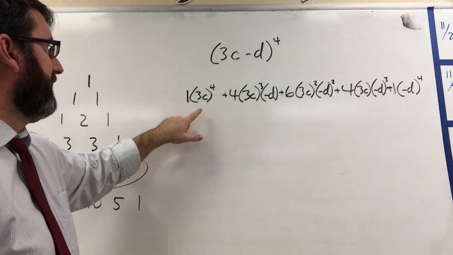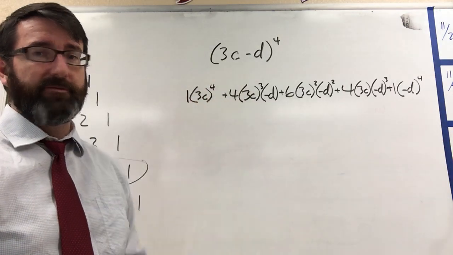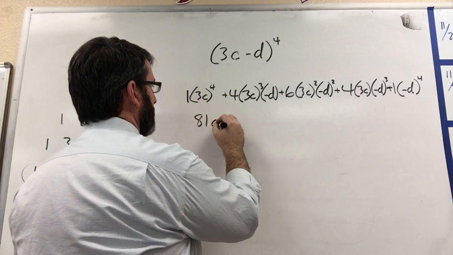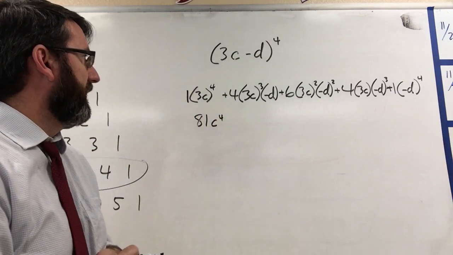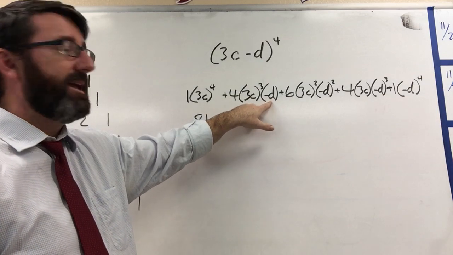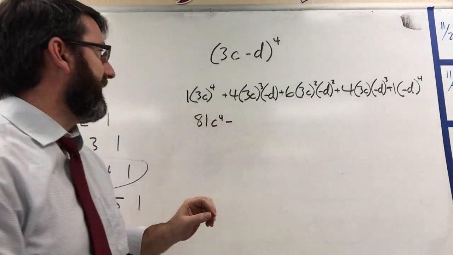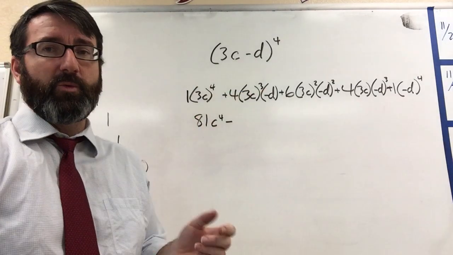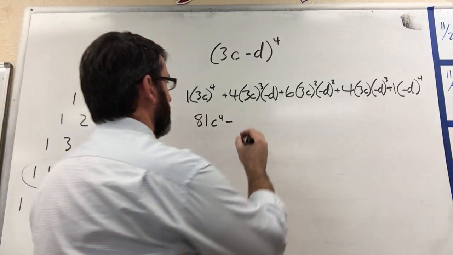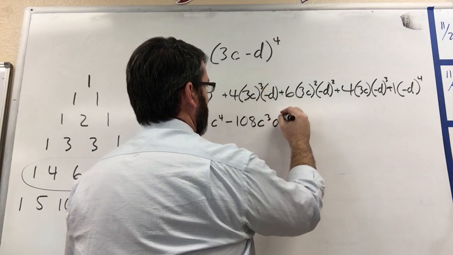So let's start here. 3c to the 4th power. So we need to take both 3 and c to the 4th power. 3 to the 4th power is 81. So we have 81c to the 4th. And then on this one, we have a negative d. So that's going to make this whole term negative. So we're going to subtract. 3 to the 3rd is 27. Times 4 is 108. So we've got 108 c to the 3rd d.